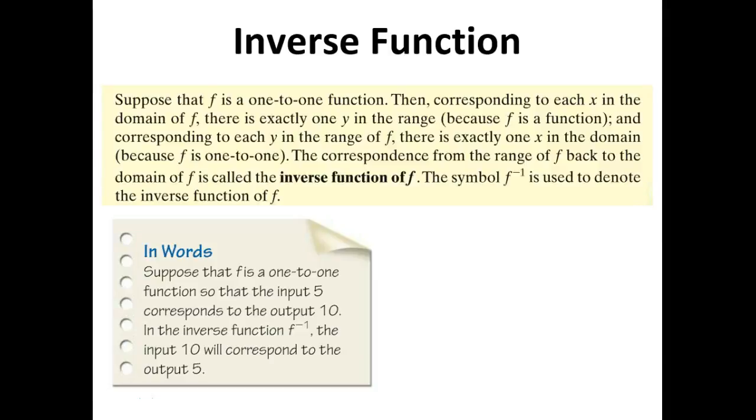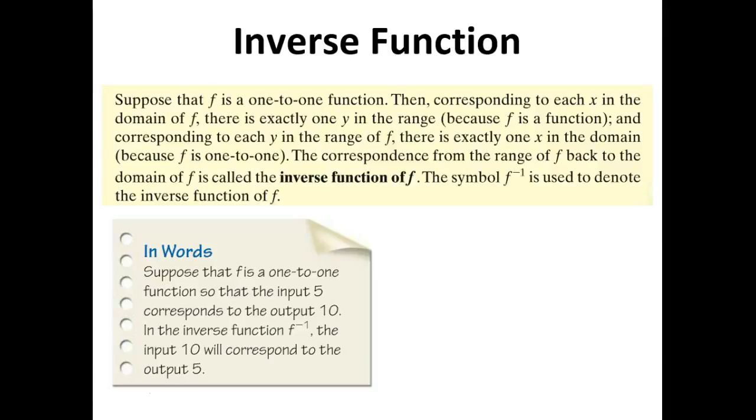Then we get to what an inverse function is. Suppose that f is a one-to-one function, then corresponding to each x in the domain, there's exactly one y in the range, because f is a function, and corresponding to each y in the range of f, there is exactly one x in the domain, because f is one-to-one. The correspondence from the range of f back to the domain of f is called the inverse function. The symbol f inverse is used to denote the inverse function.